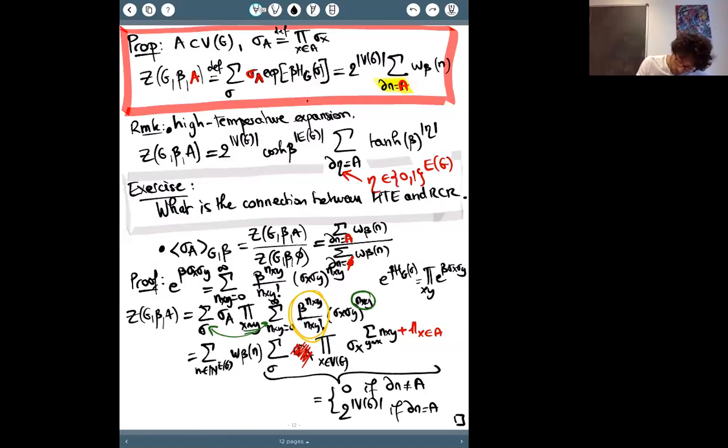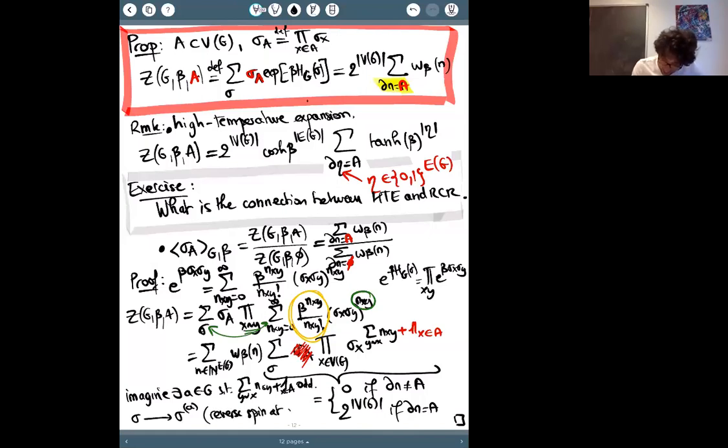Well, it's true because if you think about it, imagine there exists a such that this sum over y neighboring x of n_xy plus indicator of A is odd. Imagine there is such a vertex. Then there is a natural mapping from configuration to configuration, which is to take sigma to sigma A, which is just you reverse the spin at A. Okay? So you stay with the same configuration, but you switch the spin at A. This is an involution, right? If I apply it twice, I end up with the identity, so it's an involution.